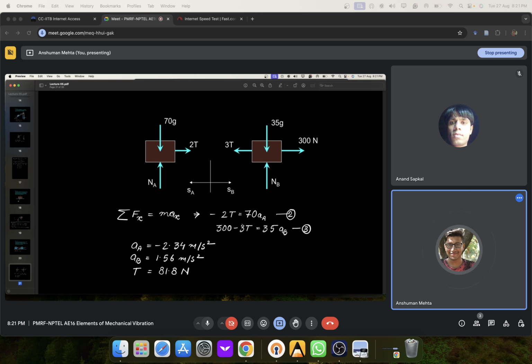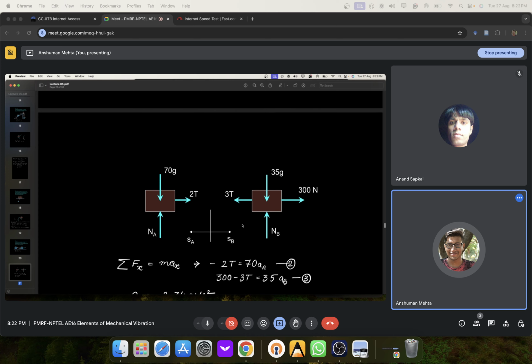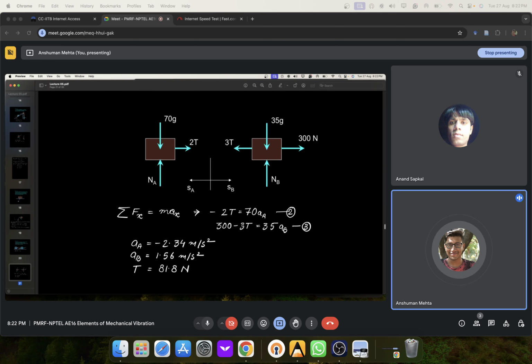so these are the two equations, and from this a A can be found out as minus 2.34 meter per second square, a B can be found out as 1.56 meter per second square, and T can be found out as 81.8 Newton. Using 3 equations: this is the first equation, then this is the second equation, this is the third equation. 3 equations, 3 variables.